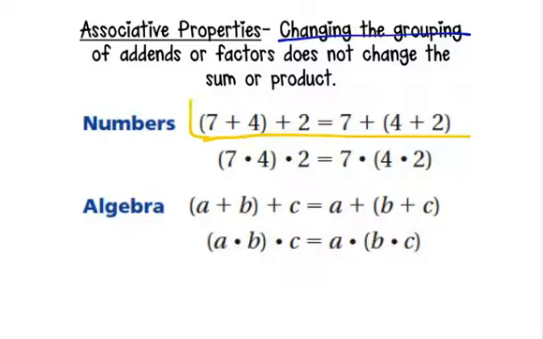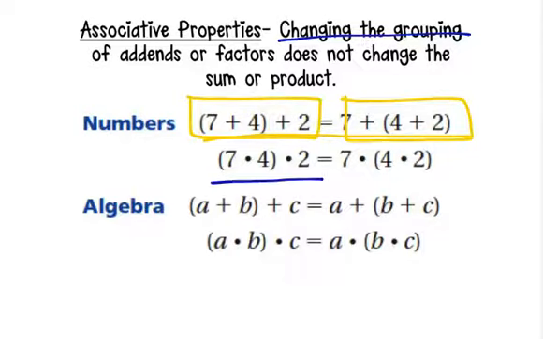You have 7 plus 4 plus 2, but the 7 and 4 are in parentheses. Whereas over here, you have 7 plus 4 plus 2, but the 4 plus 2 are in parentheses. The parentheses got moved to the second set of numbers, and that's called the associative property. If you notice, the same thing is with multiplication. The 7 times 4 in parentheses, now we've got 4 times 2 in parentheses. And the same thing works with your algebra here.